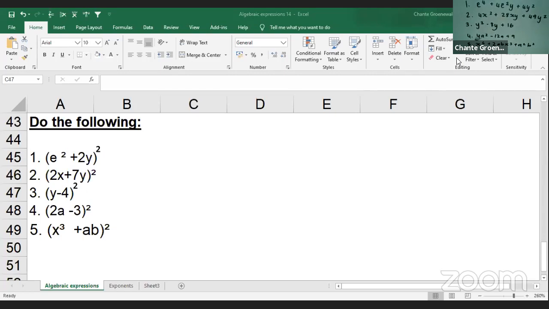Great, well done. No, the 28xy should not be squared. I'm glad you got everything correct. Number 4. Okay, I will quickly look at number 4. Good.